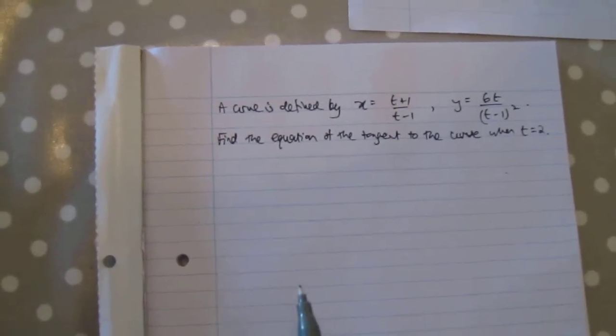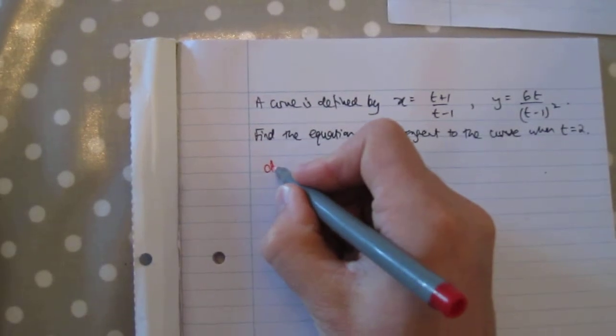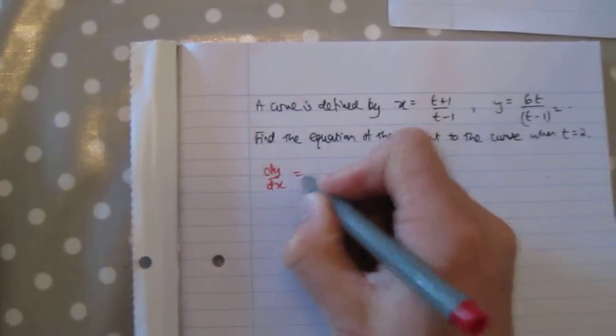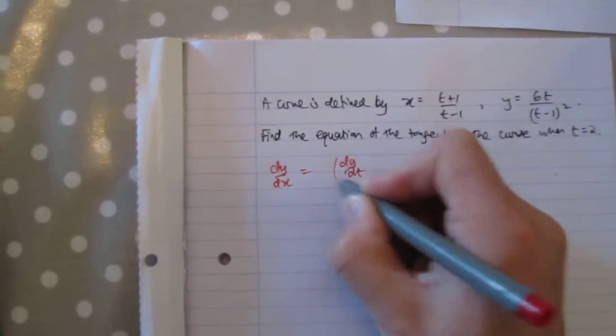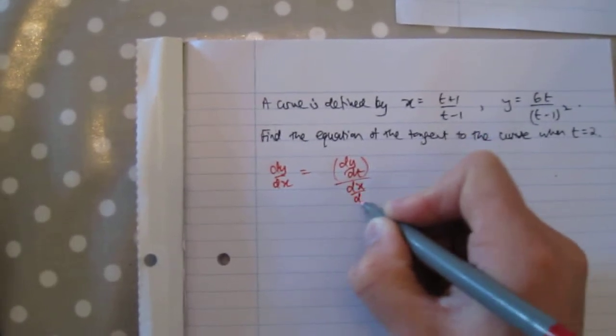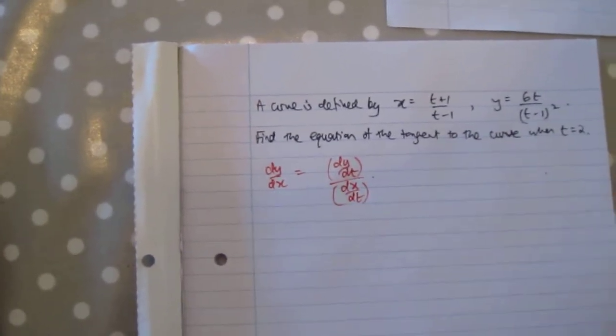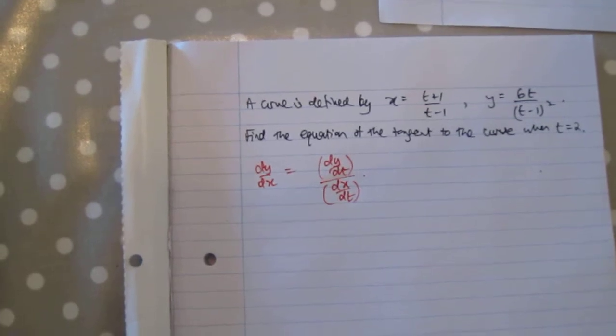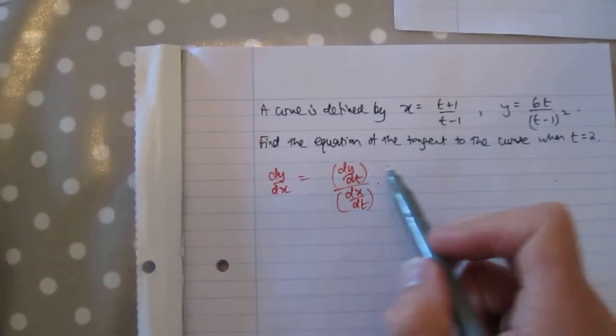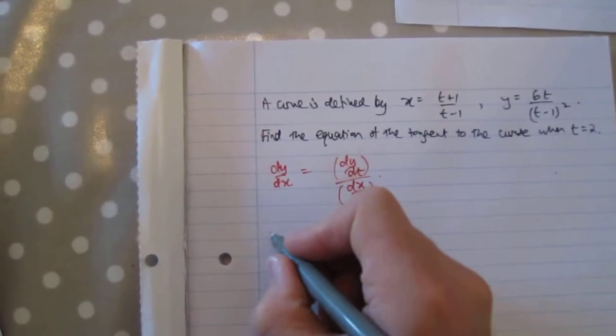What way is the thing traveling? What way is the thing pointing? So what we need to remember for this is that dy/dx is dy/dt divided by dx/dt. So what we need to do is find each of these two things. So let's have a go first at finding dx/dt, the first one there.